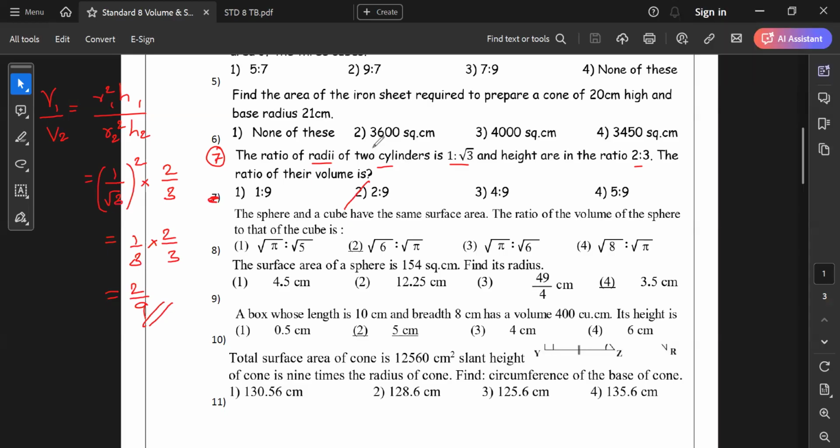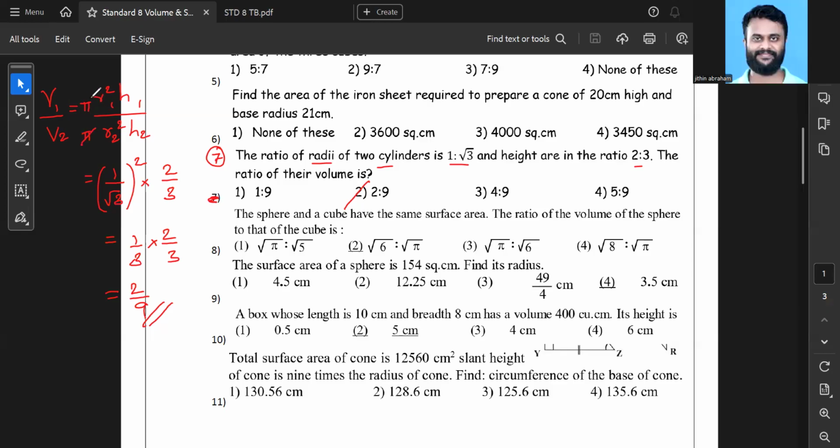Sir, but in the volume, where is pi in the ratio? Why do we not consider pi? Pi gets cut. Here there is pi, here also there is pi, both the pi's get cancelled. So whatever constant values you have, either you can write them and then cancel them, or maybe you don't have to write them, just to save your time. Okay, sir, got it.